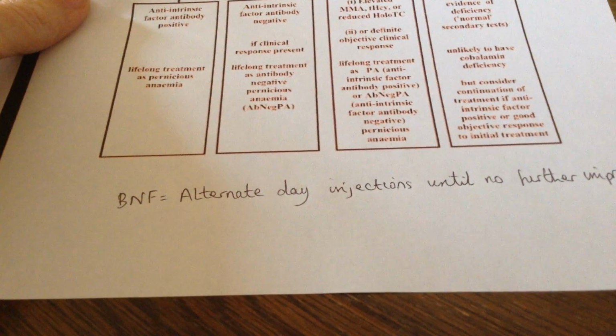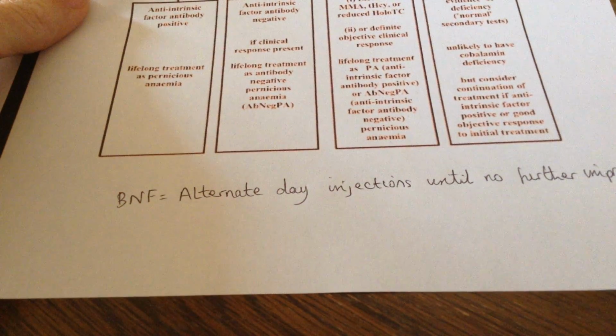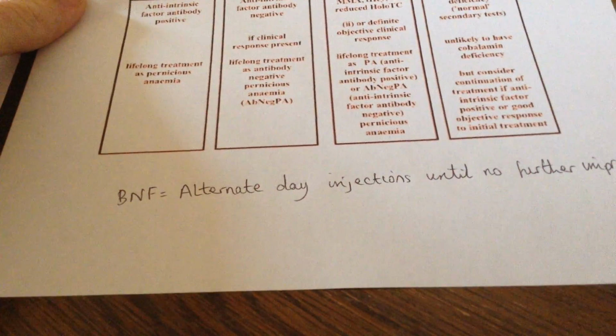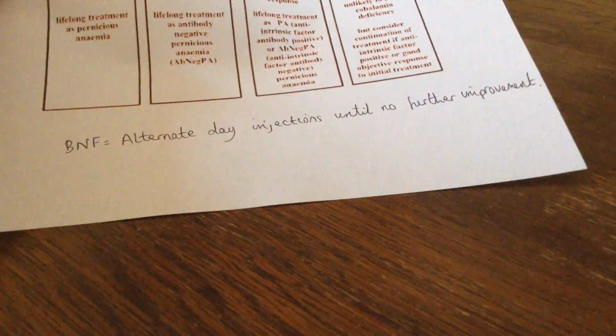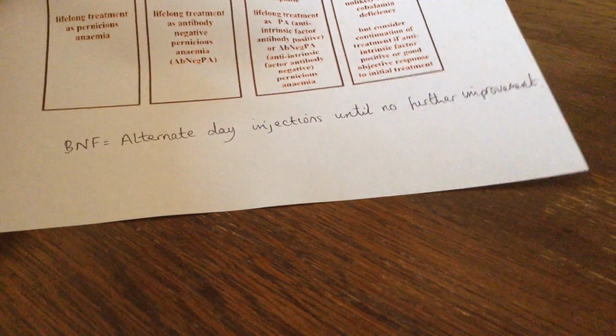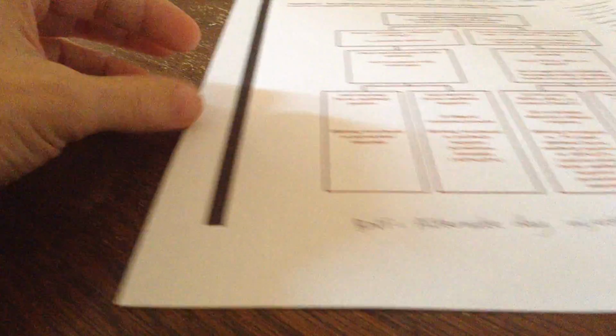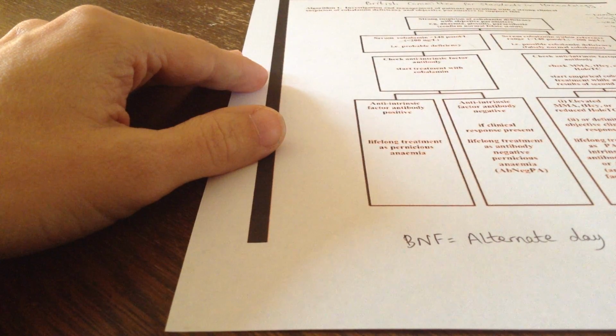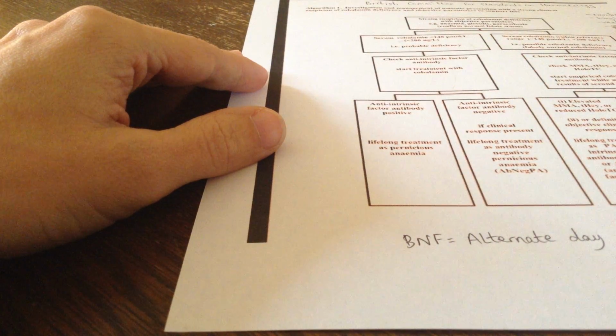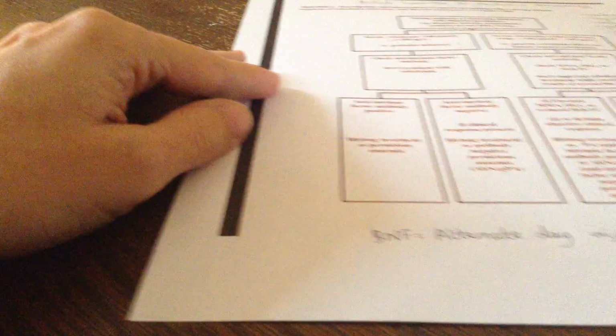Now then, what is the treatment for patients with neurological symptoms? The BNF states very clearly, here we are, alternate day injections until no further improvement. So there we have it, B12 problems due to transcobalamin. Your serological tests may all be normal, but your tissues will be deficient. So do please push for frequent B12 injections. Thank you.